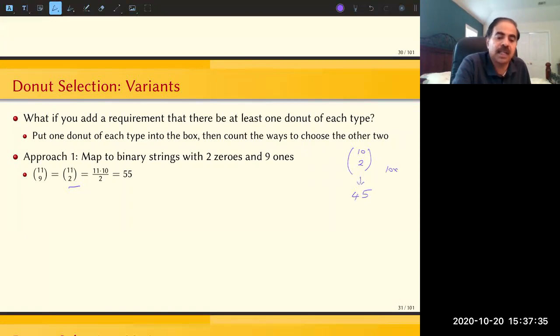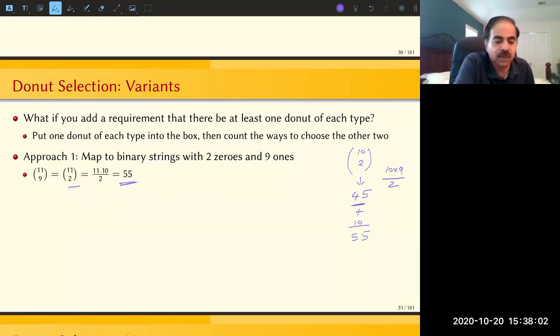This is 10 times 9 by 2. So that is 45, right? And these 45 consist of the choices where the 2 slots are filled with different types of donuts, right? Now you have 10 additional choices where you choose the same donut for both slots, right? So you add that 10, and then you get the 55 that we get here, right?